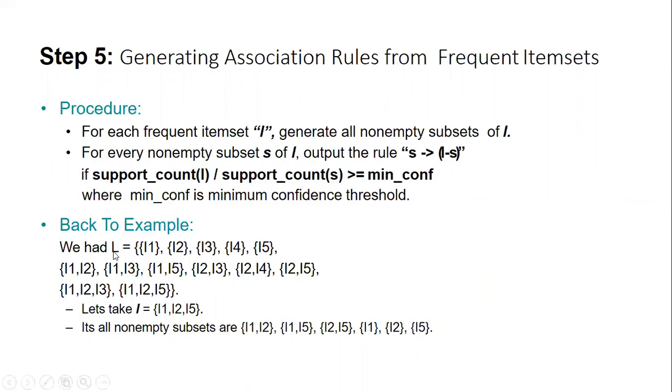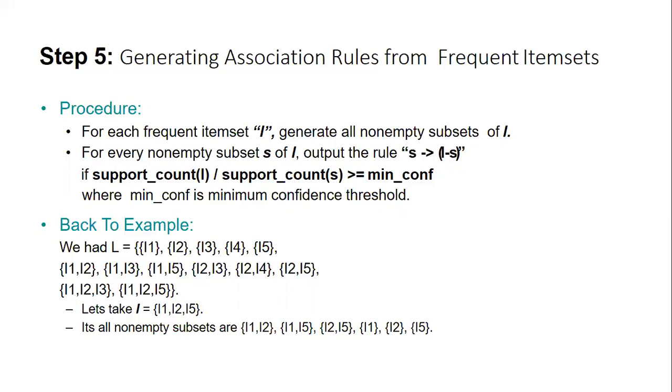So what are the frequent items we have? I1, I2, I3, I4, I5. Then I1, I2; I1, I3; I1, I5; I2, I3; I2, I4; I2, I5; I1, I2, I3; then I1, I2, I5. These are the frequent item sets. Please remember, the first step in association rule mining is to generate the frequent item sets. Next, we have to generate the association rules.